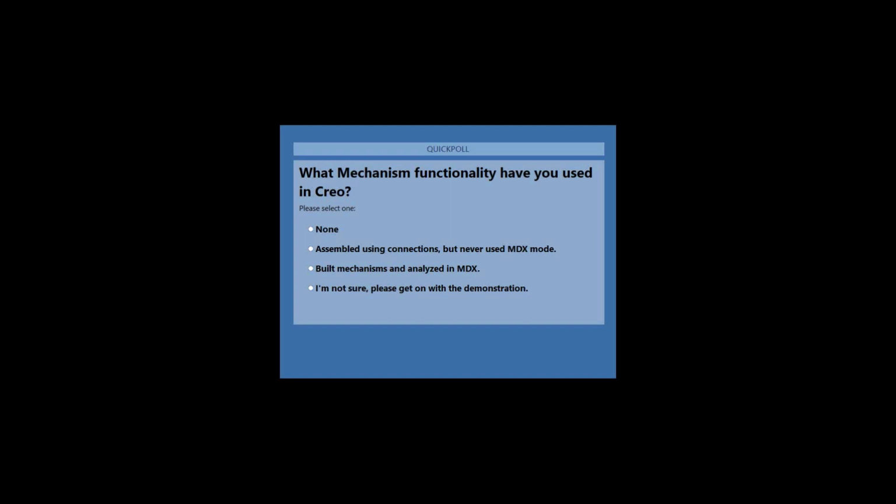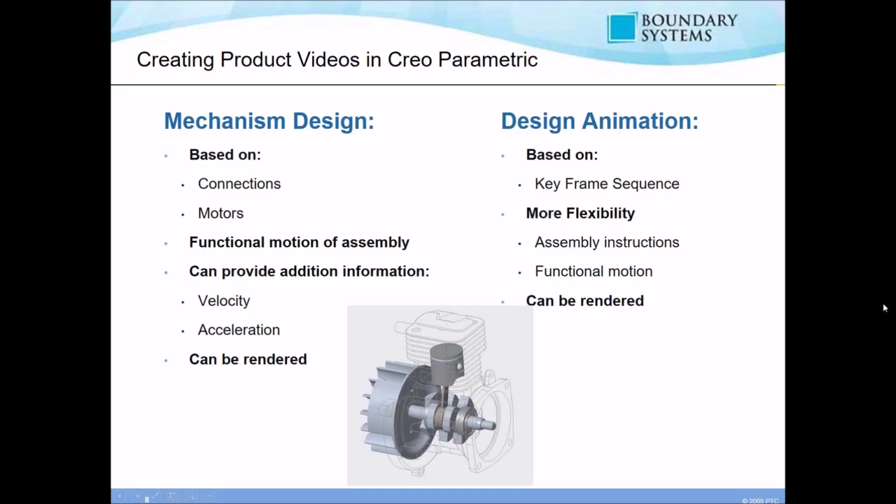Before I dive into that, I do have an additional poll. The question this time is, what mechanism design functionality have you used in Creo? Have you never used it? Have you assembled a mechanism assembly using connections, but not actually gone into mechanism mode to analyze it? Have you built and analyzed, or you're not sure, and that's why you're here? You'd like me to actually show you.